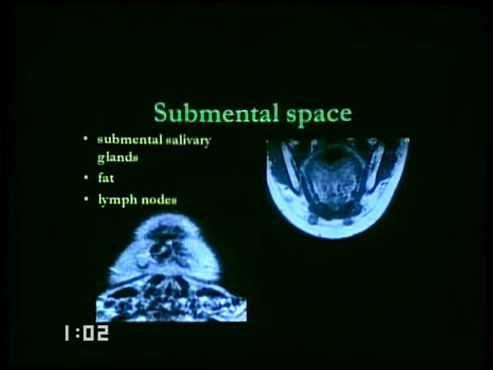The submental space is in the midline. You've got small submental salivary glands. They're very, very small and they have very small ducts. So it's rather unusual to have any duct-related pathology in this location because they empty immediately. You've got fat in this location and tiny lymph nodes.